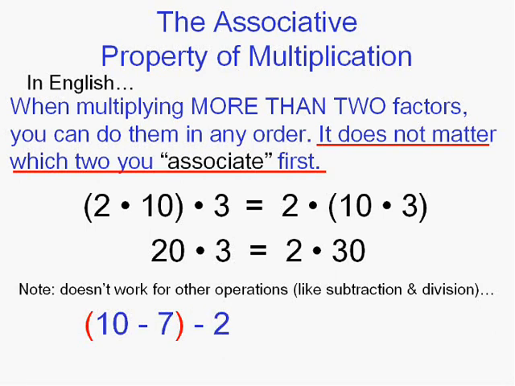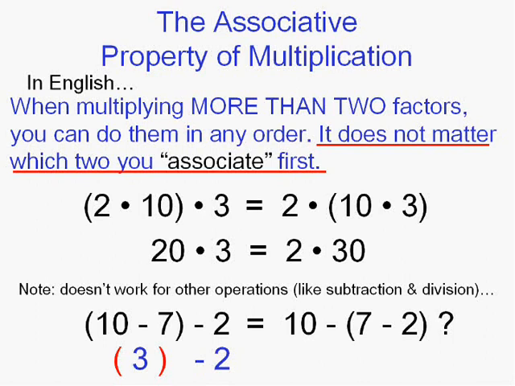For instance, here, if I change the order, oh, no you don't. I'm going to get different answers, as you can see. If I do that on the left side, the 10 minus 7 first, I'll get a 3 minus 2, I'll get 1. But on the right side, if I do the 7 minus 2 first, I get 5, and that's a completely different answer. 10 minus 5, that's 5, okay? You're way off this time. So this associative property only works for multiplication and addition, not for subtraction, and also not for division.